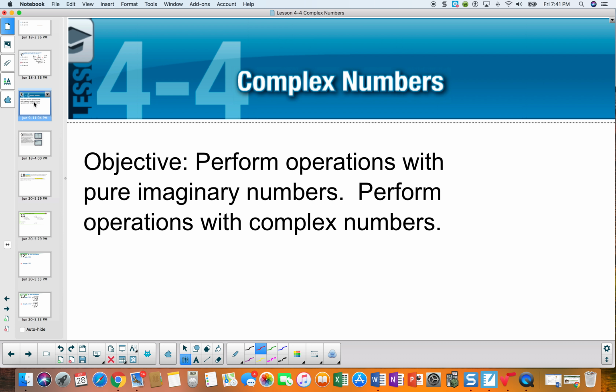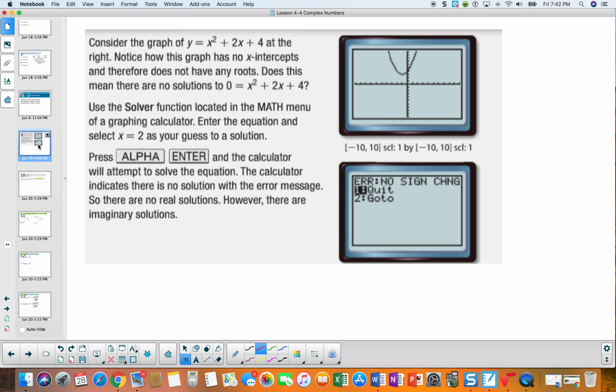Lesson 4-4 complex numbers. Objective: perform operations with pure imaginary numbers. Perform operations with complex numbers. Let's take a look at this graph. When we graph the parabola, we can see that y does not equal 0 here. And if we use Solver on the math menu, you still will get an error.